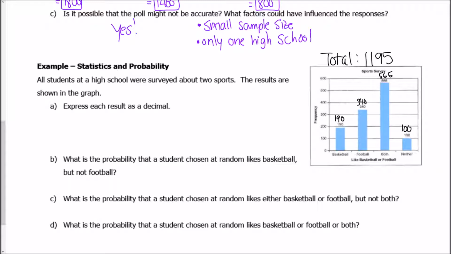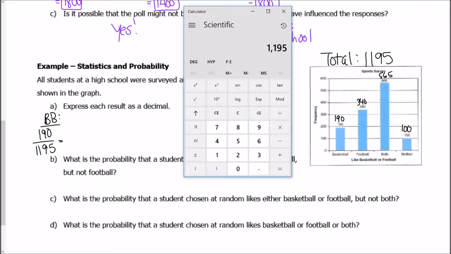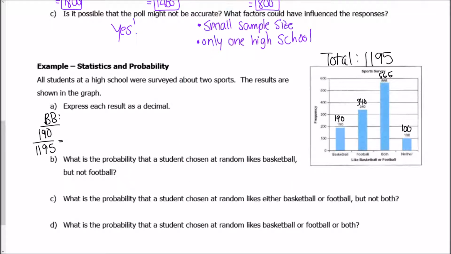Okay, so part A says to express each result as a decimal. So let's go ahead and express basketball as a decimal. So for basketball, we know that 190 students out of 1,195 have chosen basketball, have said they like basketball. And we'll do this to the nearest hundredth. So when I divide 190 by 1,195, I get 0.158995, so on and so forth. To the nearest hundredth, we would get 0.16. So this answer right here is 0.16.